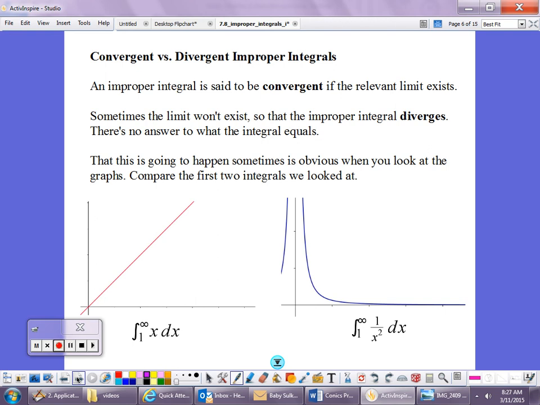But here, convergent versus divergent improper integrals. This is important terminology. We saw these two integrals. The integral of the function y equals x as it goes from 1 to infinity goes on forever and just gets bigger and bigger and bigger. It doesn't approach some particular number. We call that divergent.